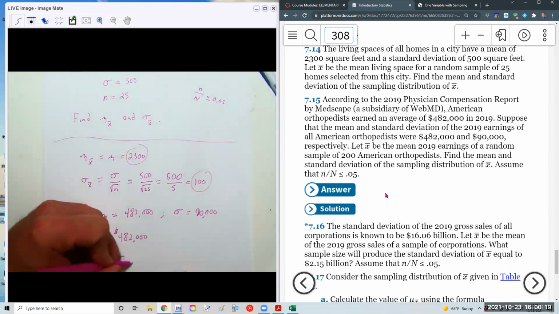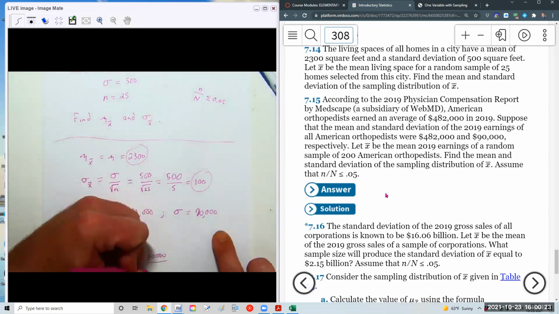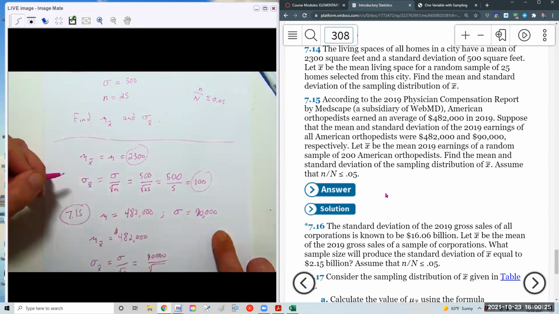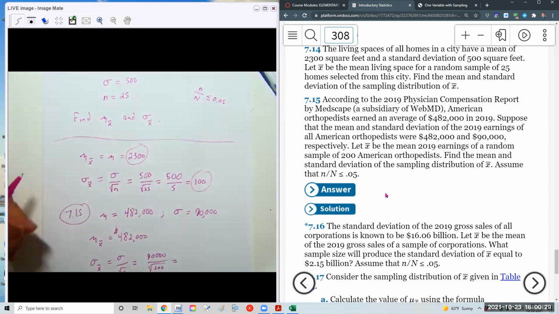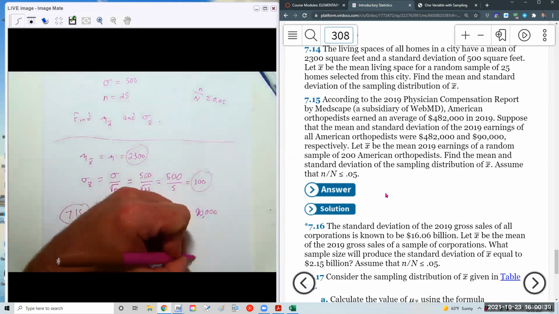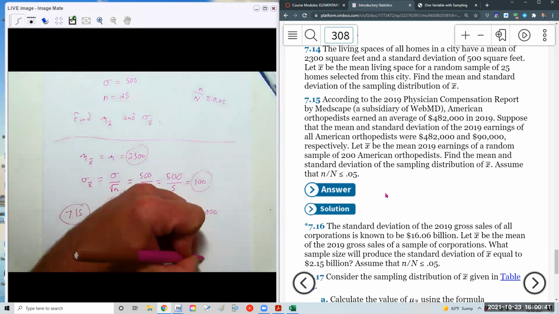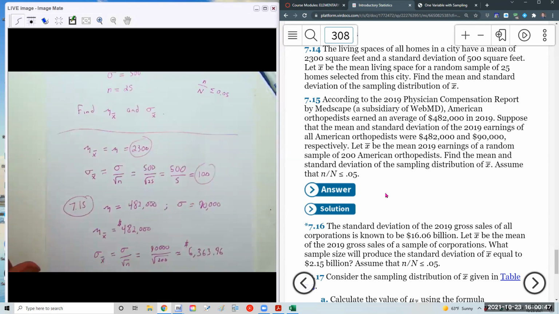So it's just going to be 90,000 divided by the square root of, what was their sample size? 200. And that is whatever that is. Let's find out. Where's that calculator at? Square root of 200. I'm getting this is about $6,363.96. So that's all they wanted.